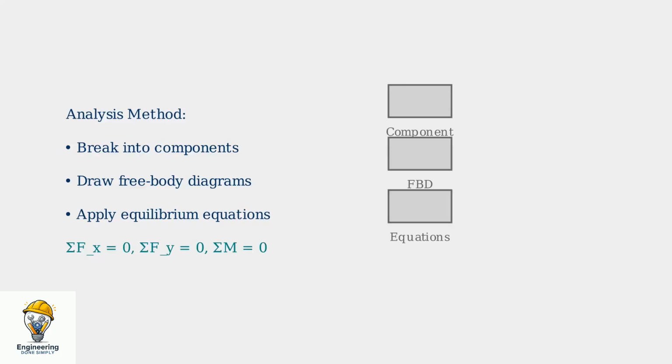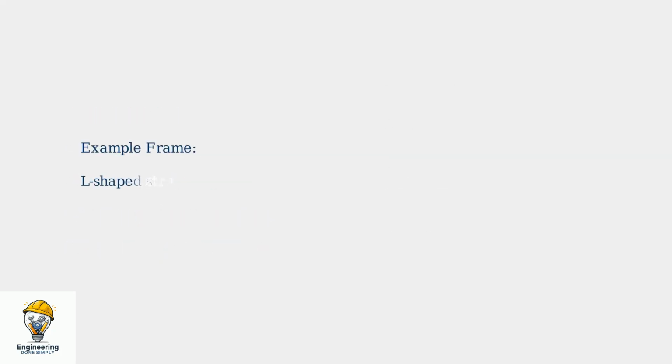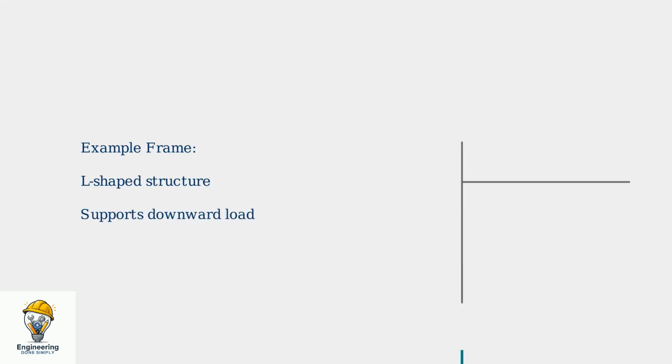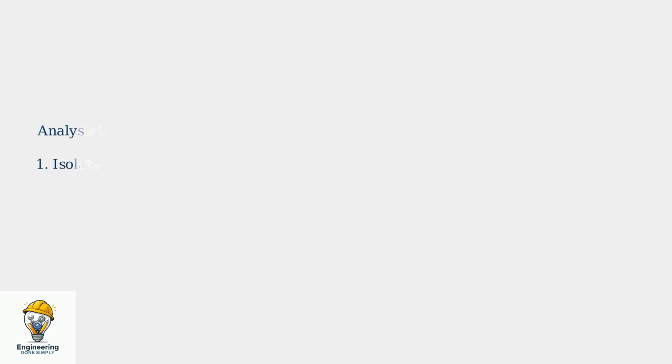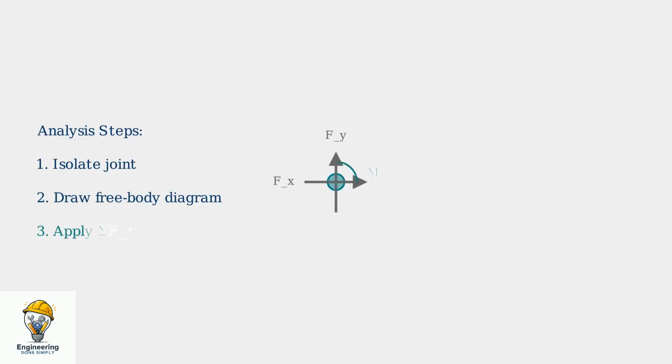Consider a simple frame, an L-shaped structure with a vertical support, horizontal beam, and downward load. The frame supports the load through its rigid structure. To analyze the frame, isolate the joint where the beam meets the support. Draw a free body diagram showing the load, support reaction, and internal forces. Then apply equilibrium equations to solve for unknown forces.